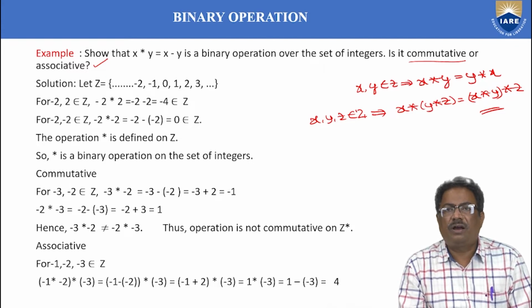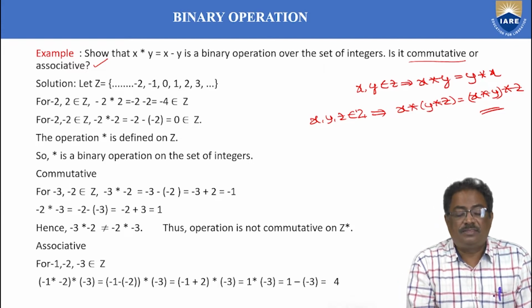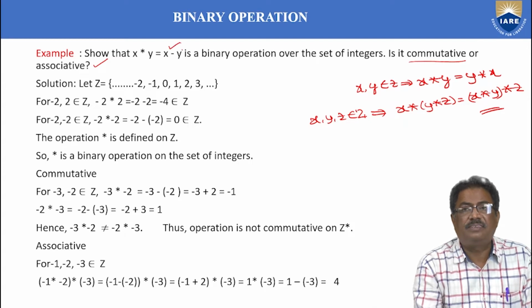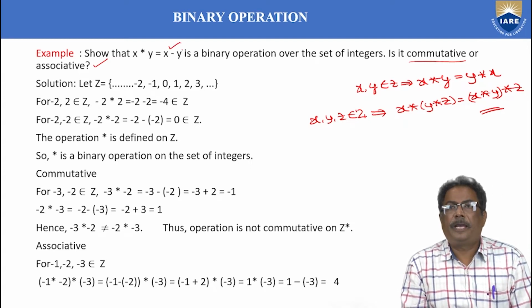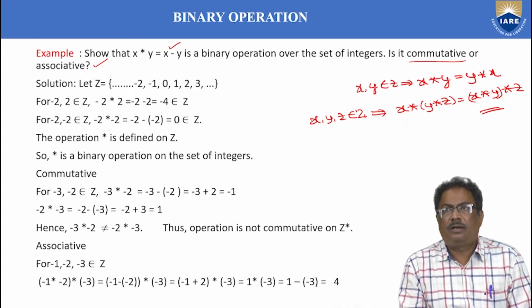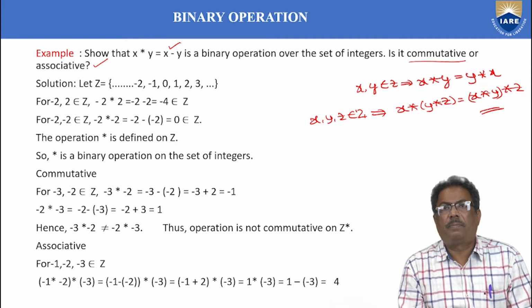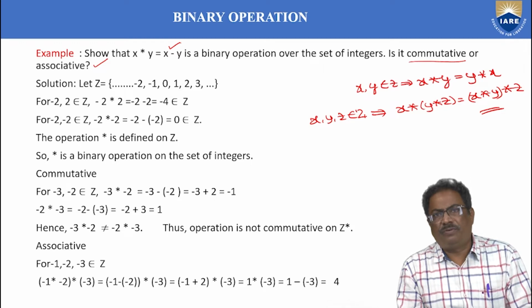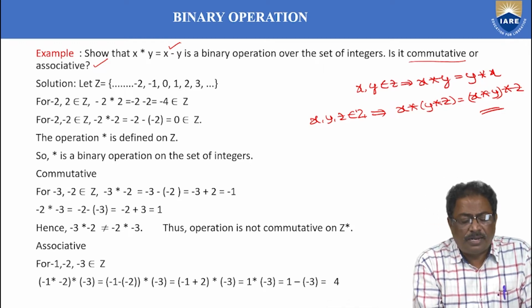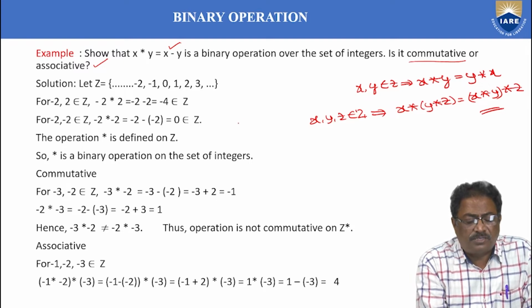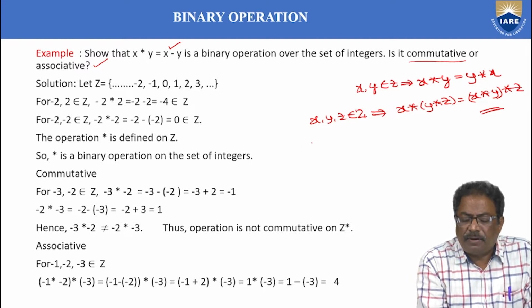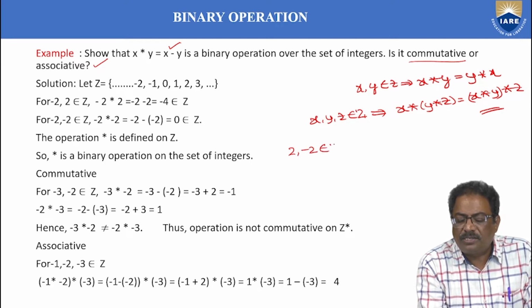So for that, now we have to verify whether this satisfies the commutative property or the associative property. Okay, now we have to verify. So here let us go, and I am just considering any two elements. Let us say I am just taking 2 comma minus 2, belonging to the integer set.